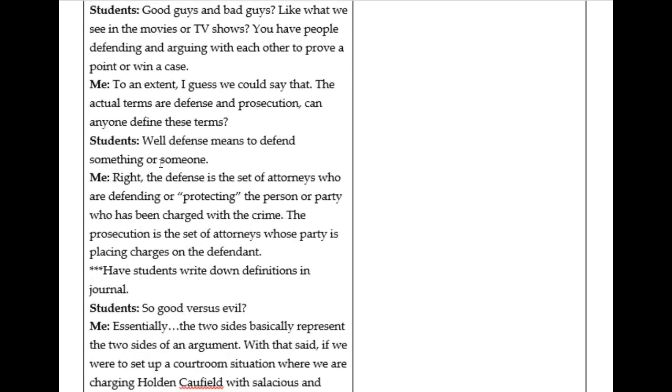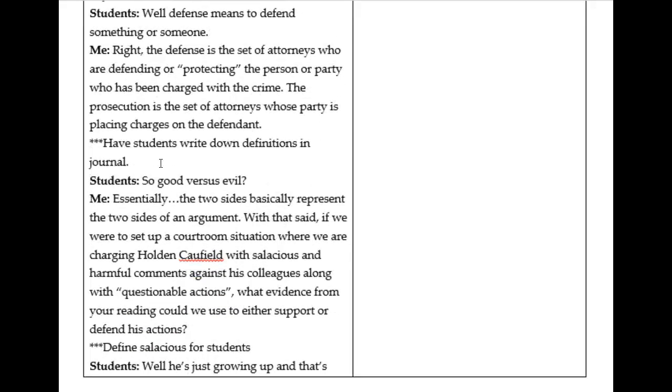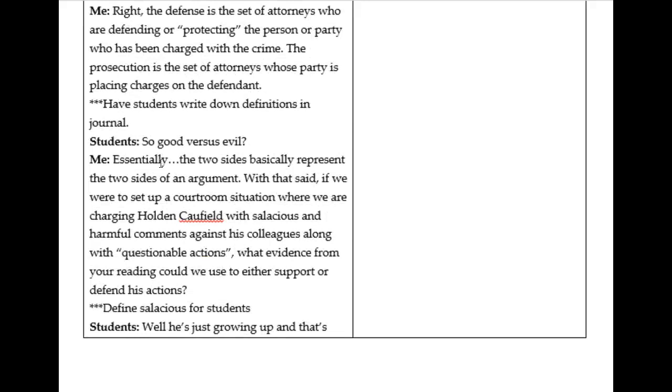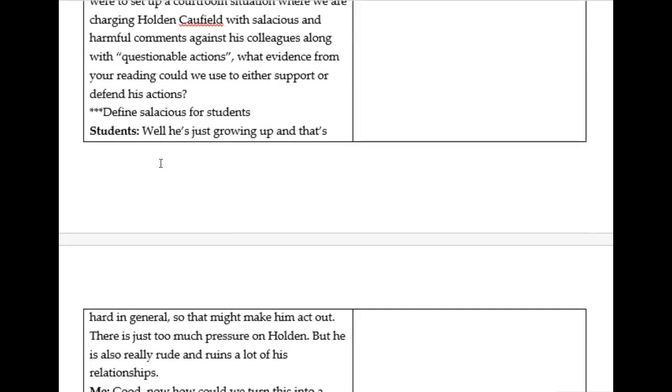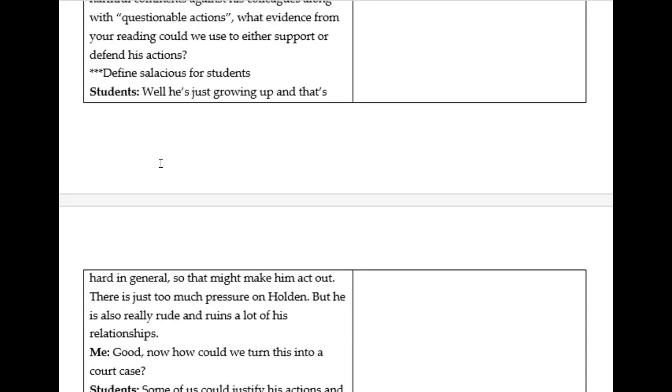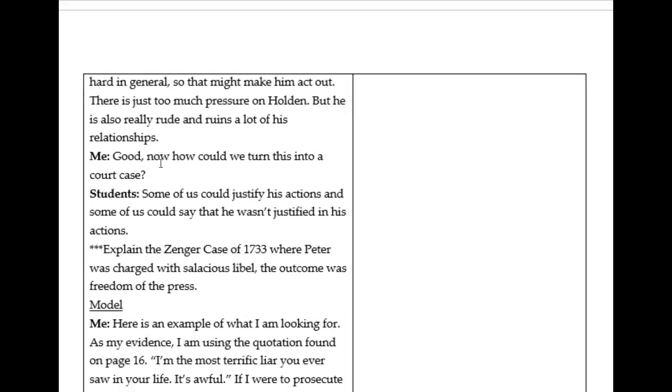What does defense mean? And then look at this, and then you're good to go on the rest of this. You leave it alone, right? Charging Holden Caulfield with salacious and harmful comments, and define salacious, and well, that's not fair. He's totally just growing up. It's hard in general, right? Good. But look at this.